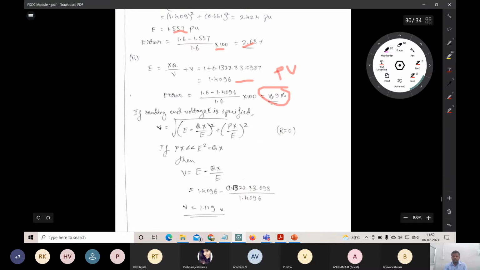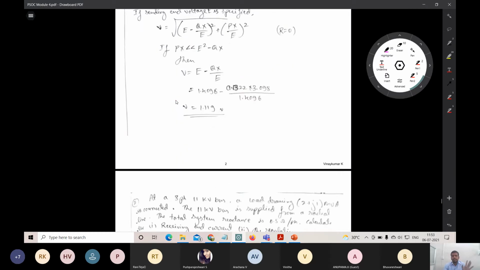It won't be 11.9, it will be something like 1.9. So calculate and see how much it comes to. So 1.6 minus 1.4 divided by 1.6 into 100. So that value will be, so this error value and this error value.